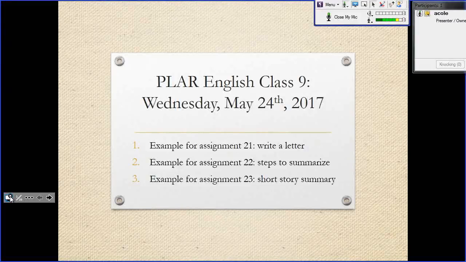Tonight we're talking about three different things: assignments 21, 22, and 23. I'll share an example of how to write a letter, specifically a personal business letter. Then I'll talk about assignment 22. There's just one page in your textbook to read in order to fill in one page in your workbook, so those first two should be pretty quick. And I'm excited tonight because I will have a new example for assignment 23, our short story summary.